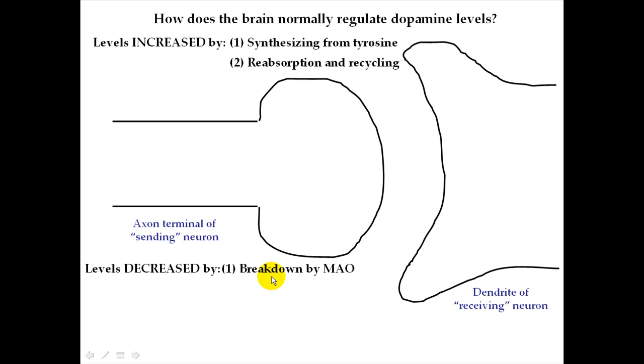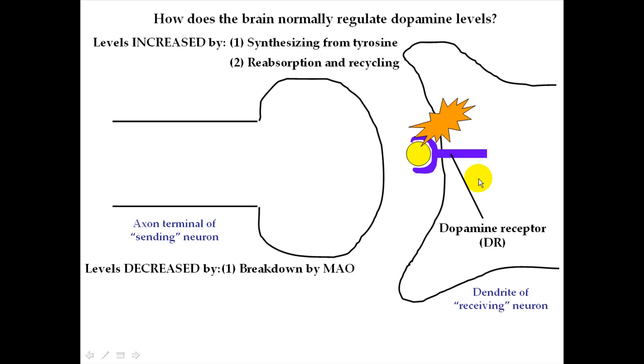Another way of decreasing the level of dopamine is this. After that dopamine is released into the synapse, and after it binds to this dendrite of the receiving neuron, and specifically where it binds to that dendrite is via a receptor, which is called the dopamine receptor. After it's bound to that dopamine receptor, and after it's had an effect on the receiving neuron, it turns out that the receiving neuron makes an enzyme that can then break down that dopamine.